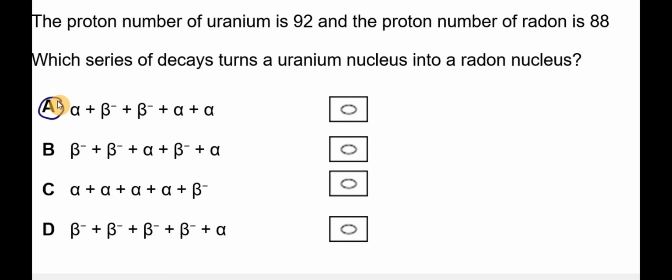So, the proton number of uranium is 92 and the proton number of radon is 88. Which series of decays turns a uranium nucleus into a radon nucleus? So we're changing the number of protons from 92 to 88. And looking at these answers, the options are either alpha decay or beta minus decay.